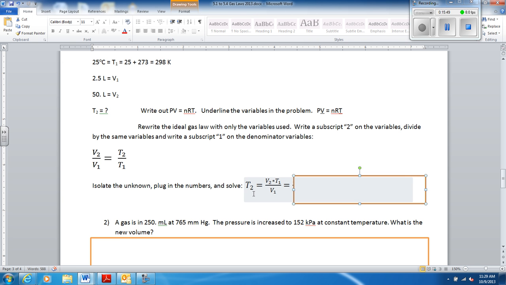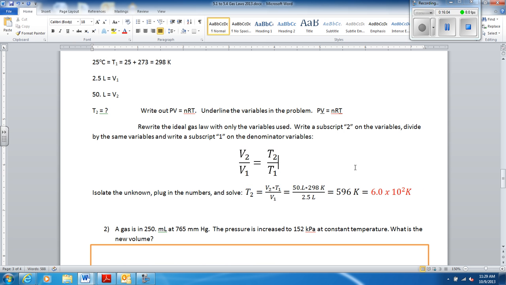Isolate the unknown, plug in the numbers, solve. You get T2 is V2 T1 over V1. If you didn't get that, you should try that on your own. Try to isolate everything on your own and see what you get. And then you plug in your values and you get 596 Kelvin for T2, but I can only keep 2 sig figs. So I have to rewrite that as 6.0 times 10 to the 2 Kelvin.